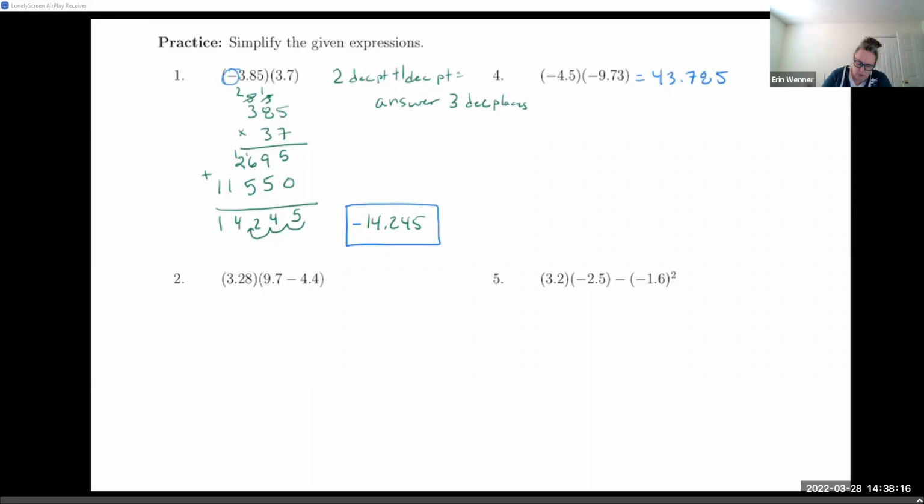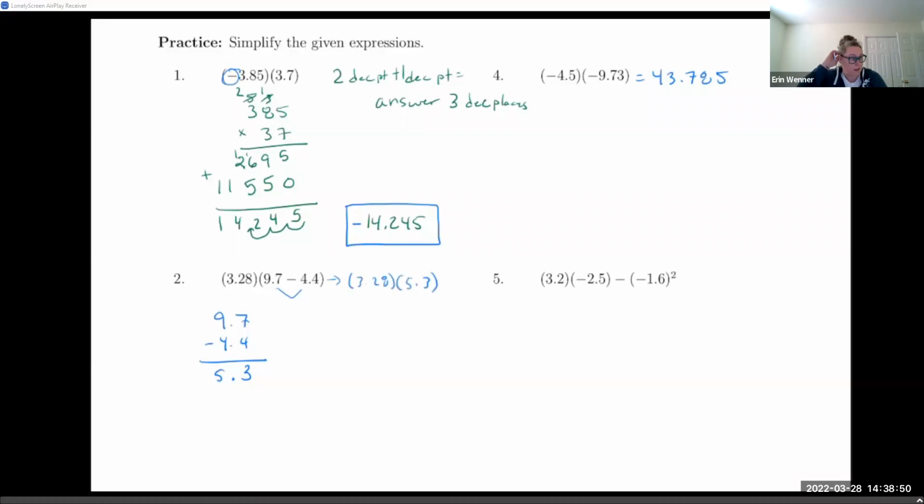So in number 2, we want to simplify. Now we're dealing with order of operations because we've got those parentheses, right? We've got something actually happening inside the parentheses. So we want to simplify this subtraction first. So we're going to do 9.7 minus 4.4. 7 minus 4 is 3. 9 minus 4 is 5. So if we simplify, instead of 3.28 times 9.7 minus 4.4, this becomes 3.28 times 5.3.